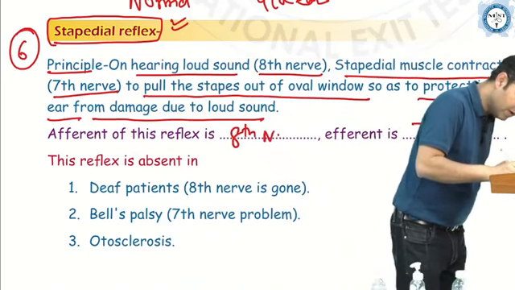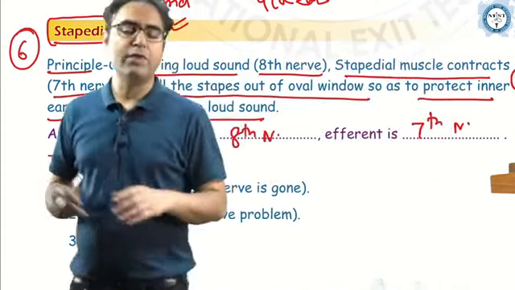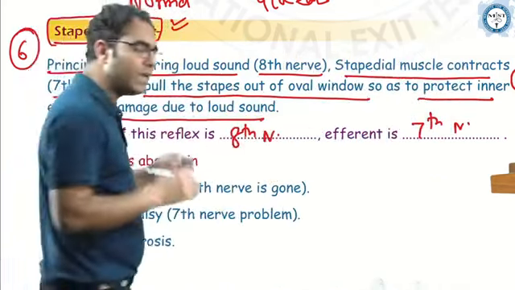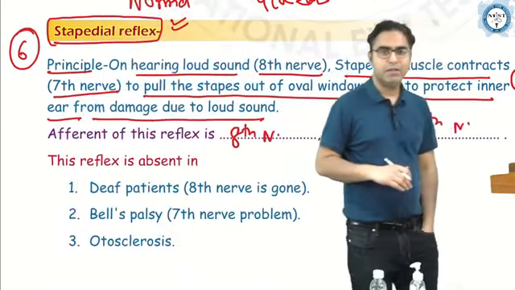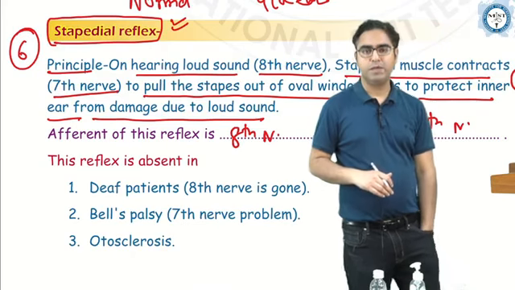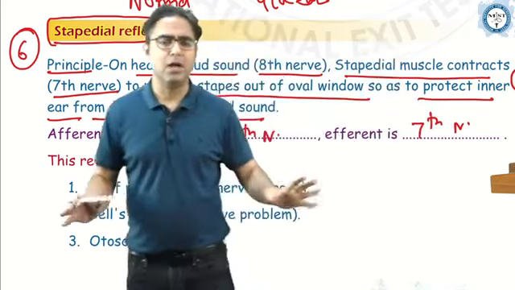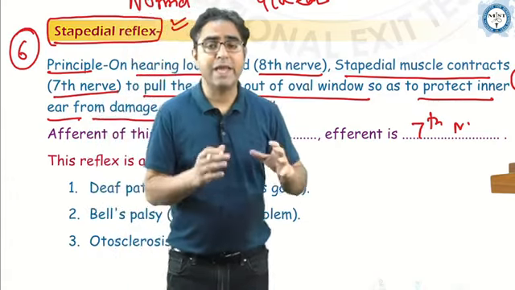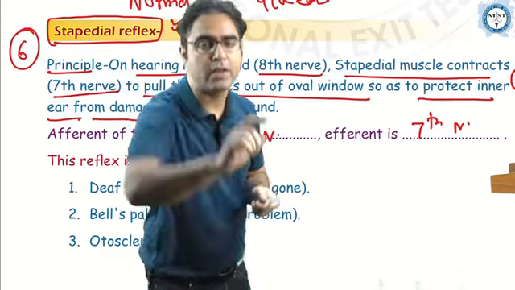Efferent is the 7th nerve. I hope you remember, the stapedius is supplied by the facial nerve. Nobody will forget it. The stapedius is supplied by the facial nerve, beta. Okay. Am I clear, beta? On hearing loud sound, the stapedius contracts. Simple thing, beta. On hearing loud sound, the stapedius contracts to protect your inner ear, beta.